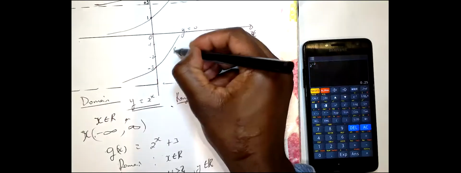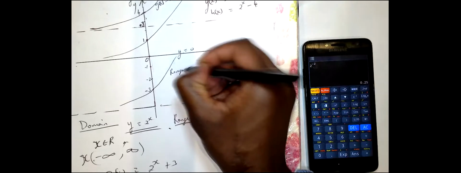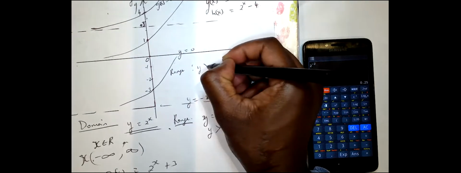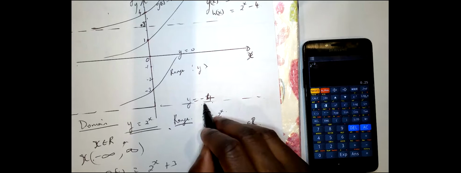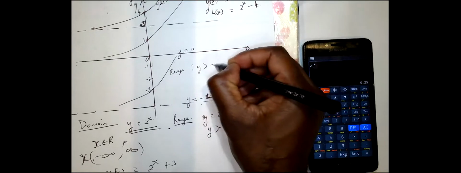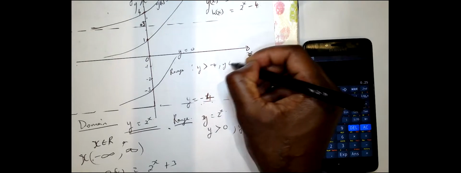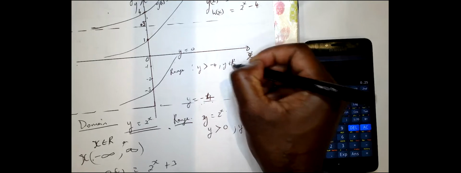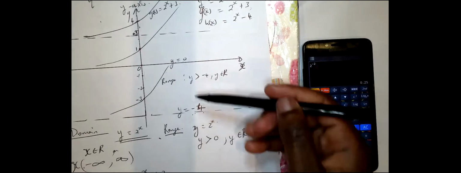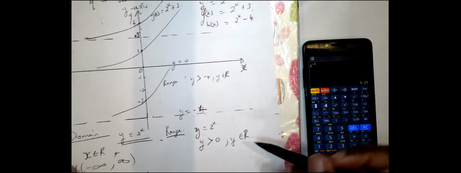And in this case here, the range is going to be y greater than, what is the asymptote? -4. y greater than -4, y is an element of the real numbers. So those values are still real numbers, but they just have to be above -4. That's what you must remember there.